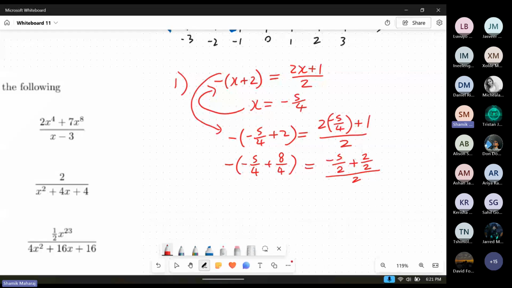Okay, now quick maths is going to fail me here. 8 minus 5 is 2. No, it's 3. Yeah, it's 3. 8 minus 5, there's a little negative on the outside. And we end up here with 3 over 4.